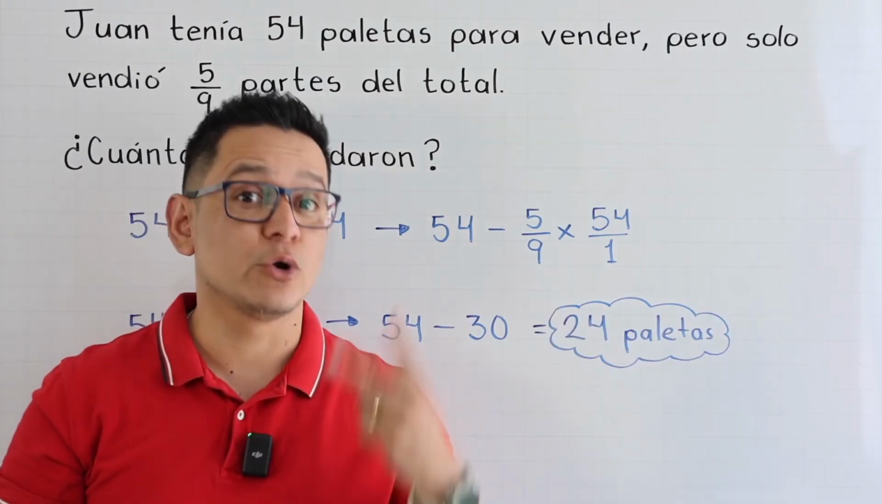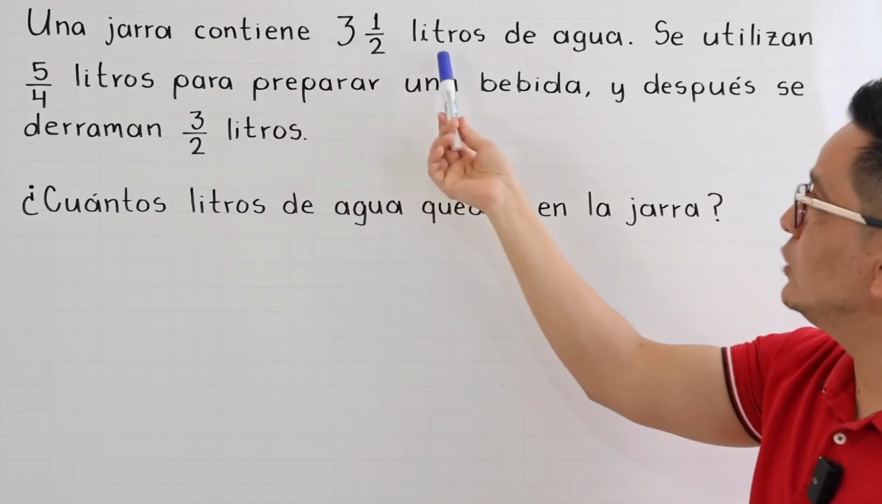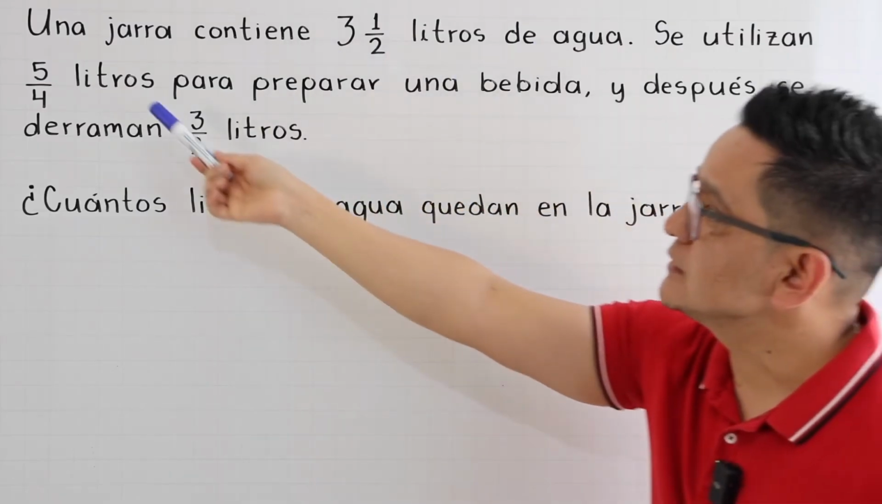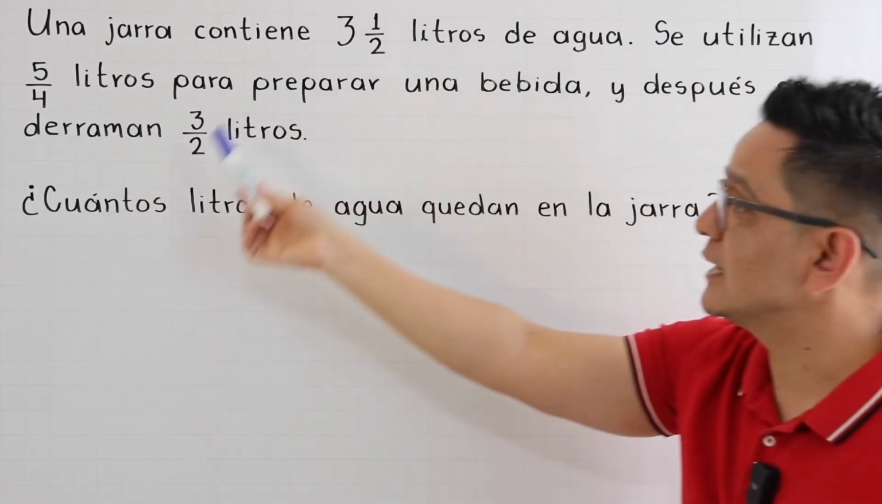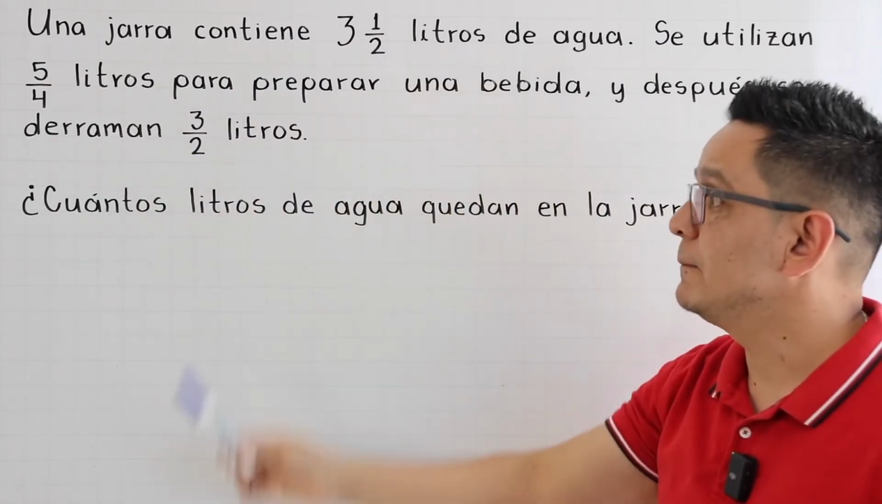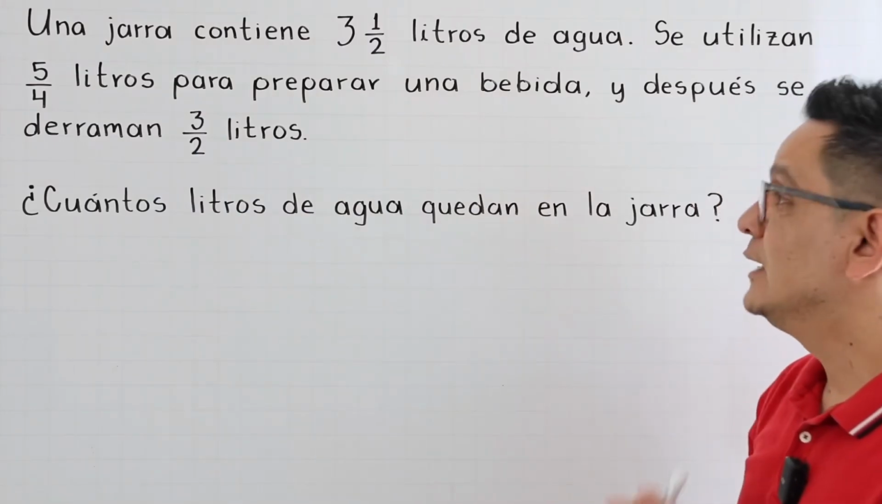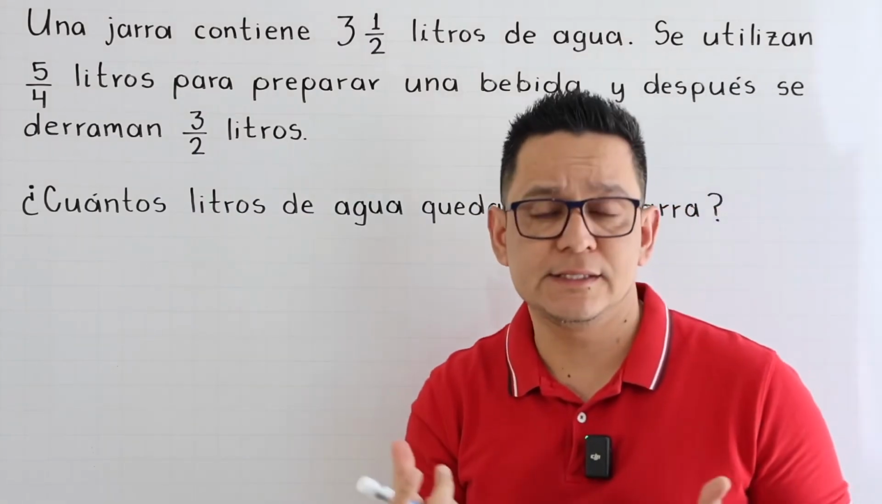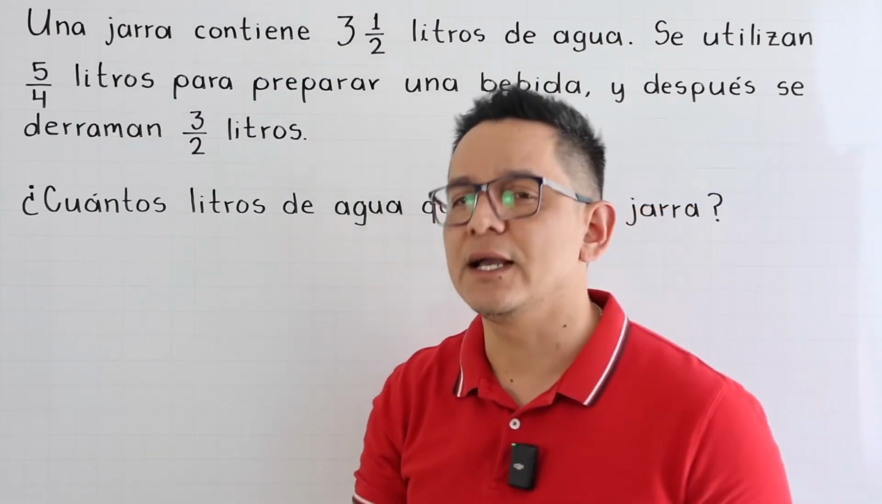Let's make it harder with exercise number 2. A pitcher contains 3.5 liters of water. 5/4 of a liter are used to prepare a drink, and then 3/2 of a liter are spilled. Question: how many liters of water are left in the pitcher? Would you agree with me that in this case, we only need to do a subtraction, right? So come on, let's set it up.